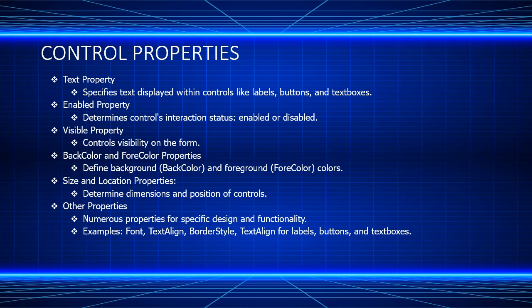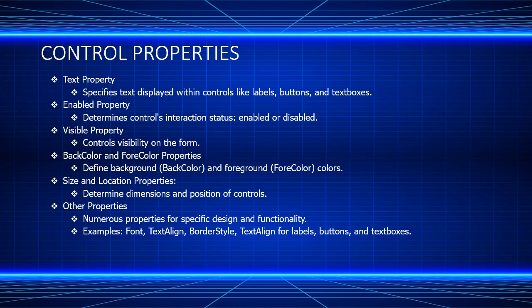Text property. The text property is pivotal for controls like labels, buttons, and text boxes. It dictates the text displayed within the control, furnishing users with information, instructions, or input data. Enabled property. The enabled property dictates whether a control is accessible for user interaction. Disabled controls are grayed out and non-responsive to user input, aiding in interface management based on conditions or user actions.